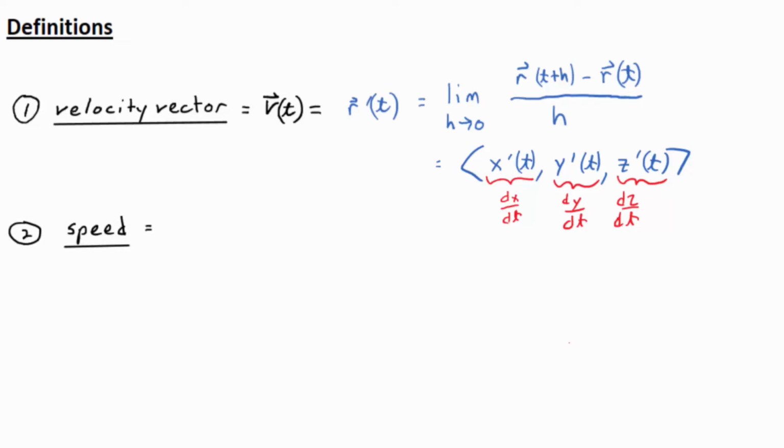Now your speed is actually the magnitude of that thing. So the speed is the magnitude of v of t, which is the same as saying the magnitude of r prime of t.